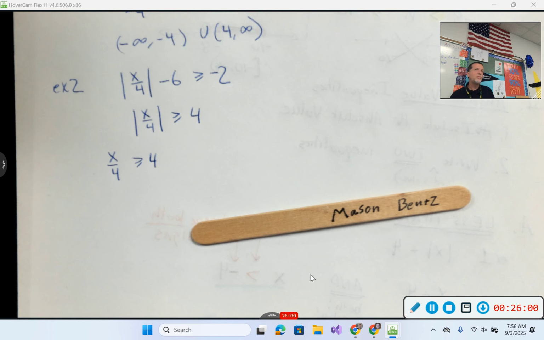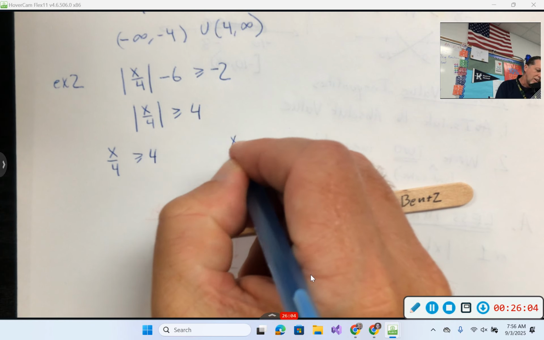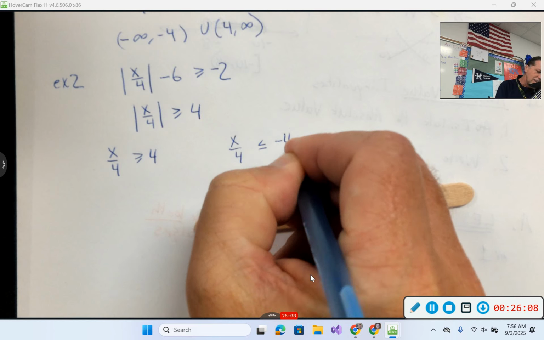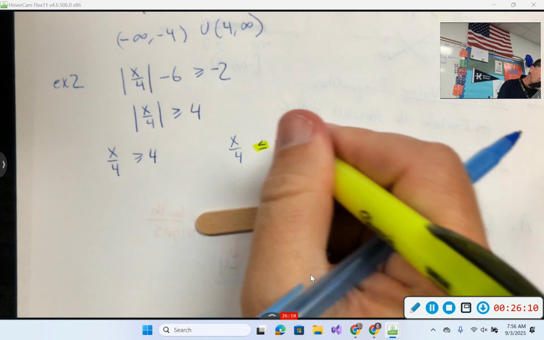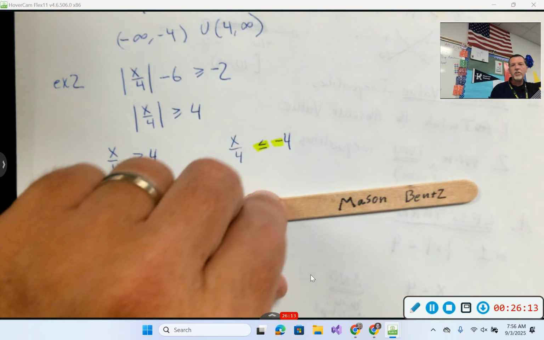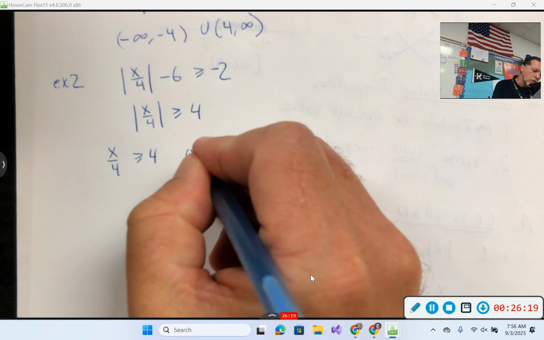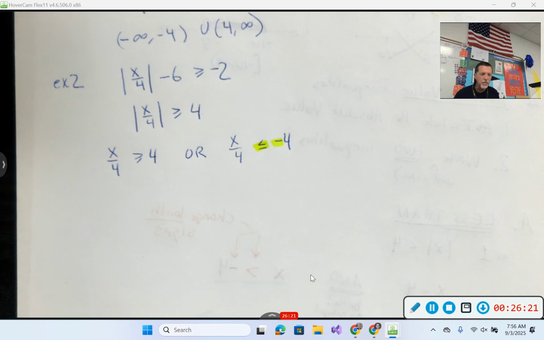Mason, you've got the challenging one. What's the second inequality going to be? X over 4 is less than or equal to... Good. He changed both signs. Less than or equal to negative 4. Change both signs. And what's the magic word that goes in between a greater than problem? Or. Okay, so now we're going to solve both of these, and we'll be looking for where either or of them is shaded.